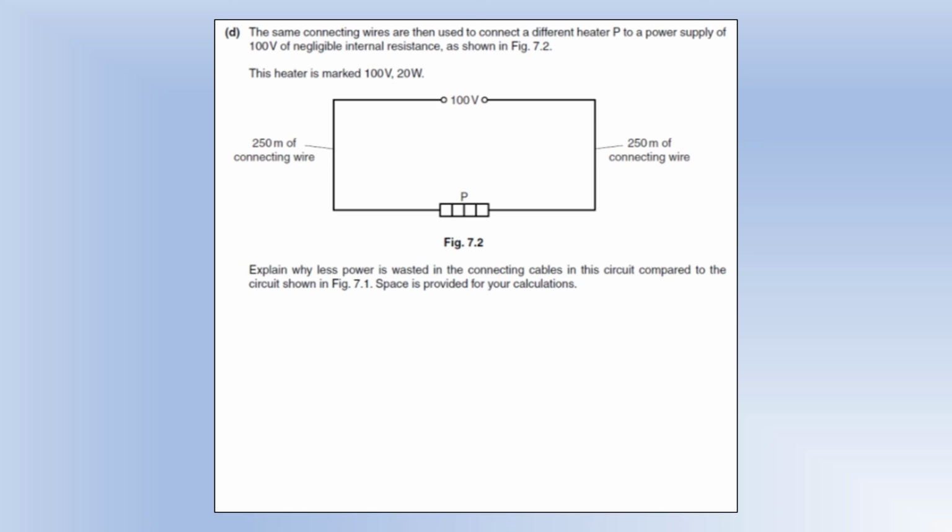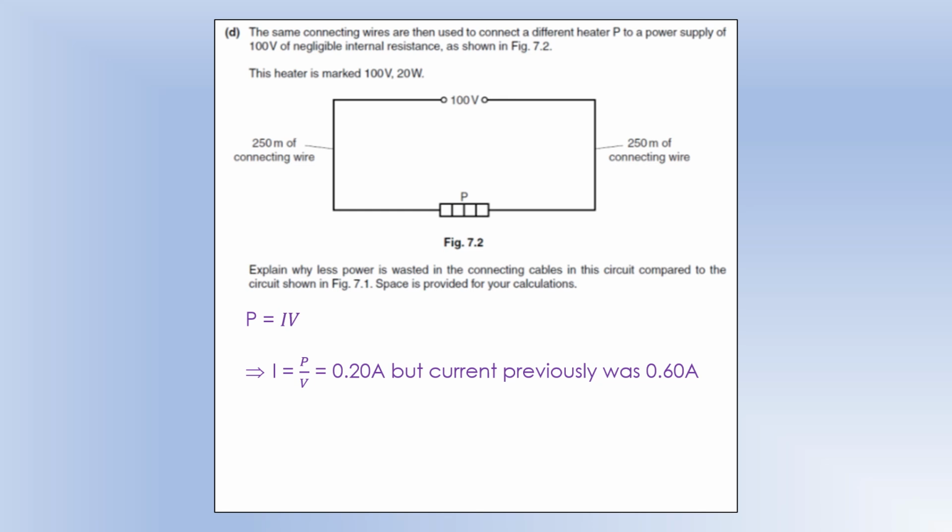So the same connecting wire is then used to a different heater with a power supply of 100 volts, and it's again no internal resistance. So we've got 100 volts, 20 watts. Explain why less power is wasted in the connecting cables compared to the previous one, and we are expected to do a calculation here. So using P equals IV, we can work out what the current is. If we know V is 100, P is 20, that gives us the current.